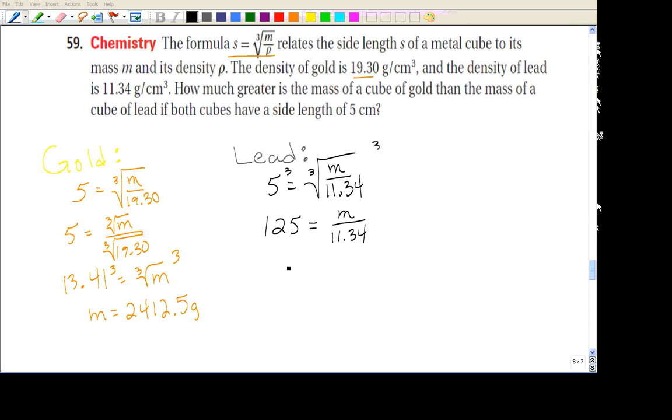So then m, when I multiply both sides, 125 times 11.34 is 1,417.5. So then that tells me how much greater is the mass of a cube of gold than the mass of a cube of lead. If I just take the difference of these two things, then I will get a difference of 995 grams.